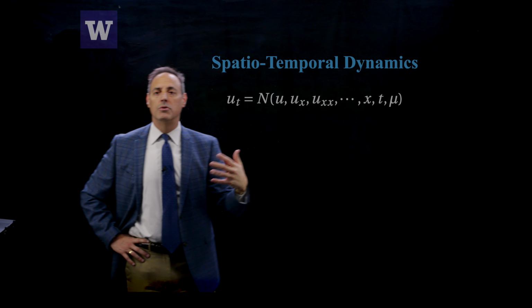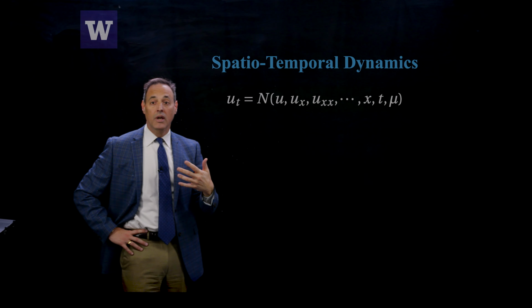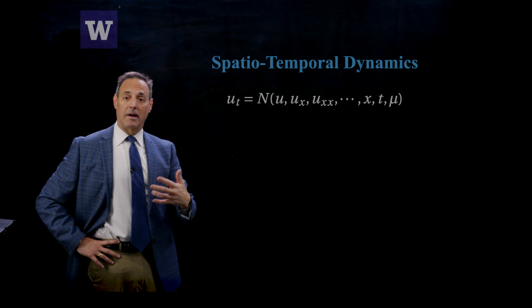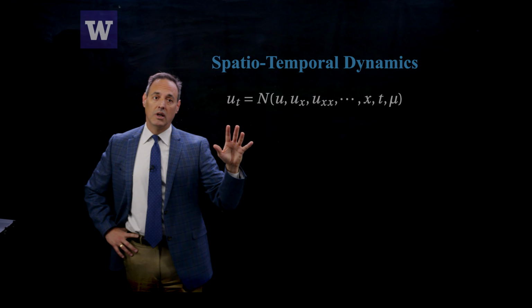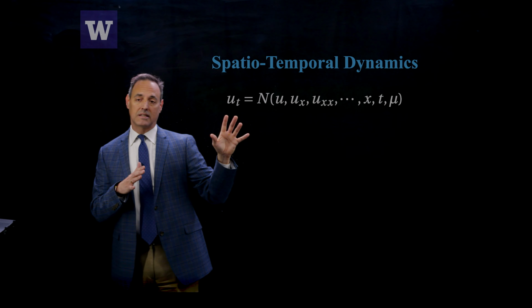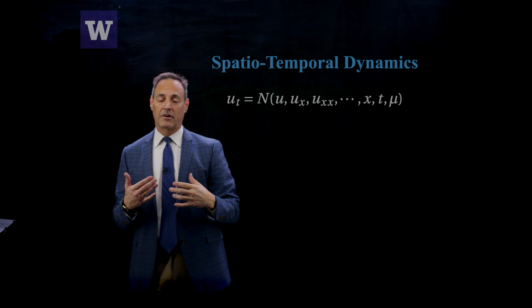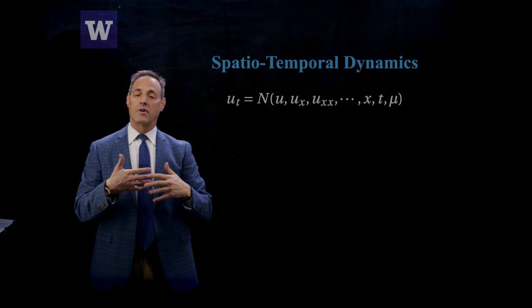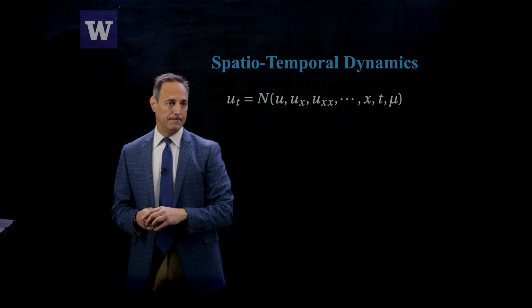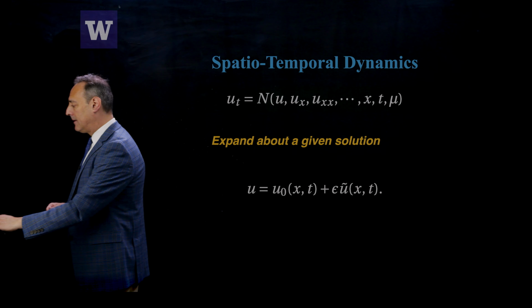So the parameter mu is going to act like our bifurcation parameter. And we've already started studying bifurcation theory. So what we're going to know is that as I change this mu, the fundamental behavior of this system can change or bifurcate to some new solutions. And then the question is, what are the characteristics of those new solutions? So this is what we want to look at.